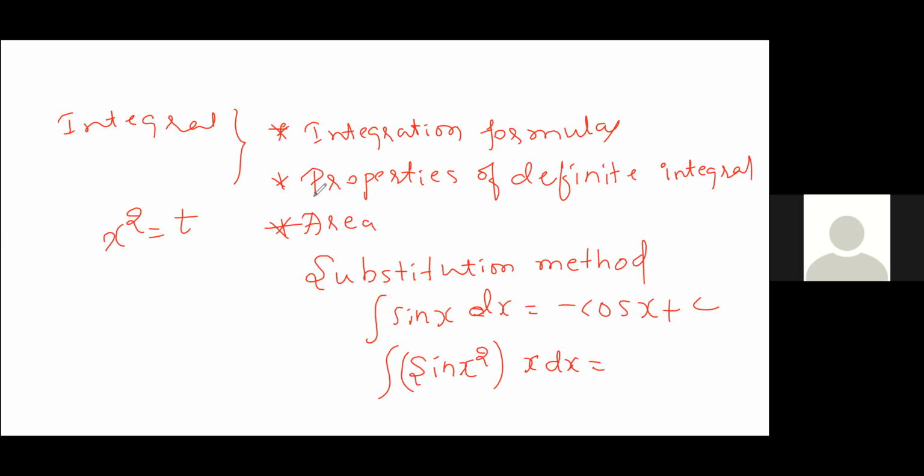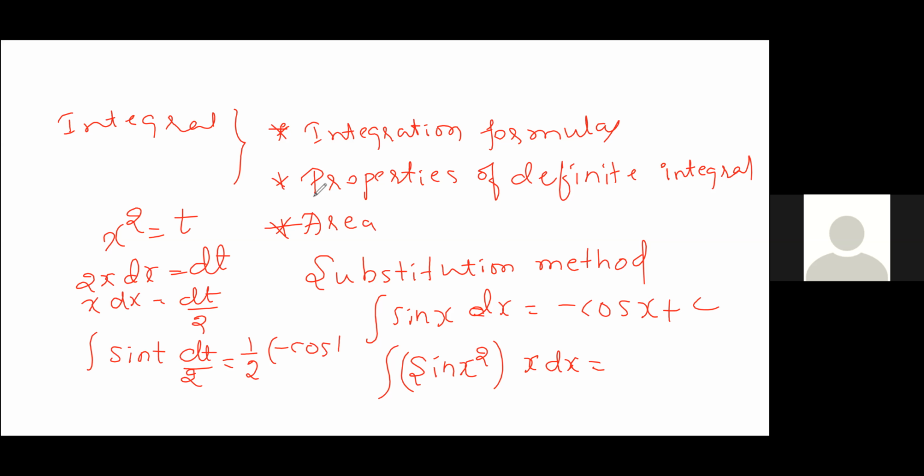If you take x square equals t, then 2x dx equals dt, so x dx equals dt by 2, right? So now in place of x dx, we can write dt by 2. Now substitute this one. It will become sin t into dt by 2. Now 1 by 2 is a constant, we can take it out. 1 by 2 into the integration of sin t is minus cos t. Now resubstitute the value of t, it will become 1 by 2 into minus cos x square. So this is the required integral.